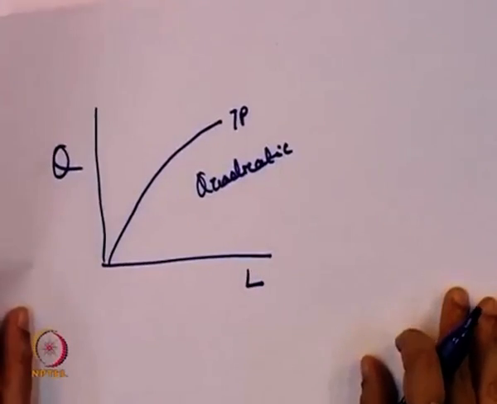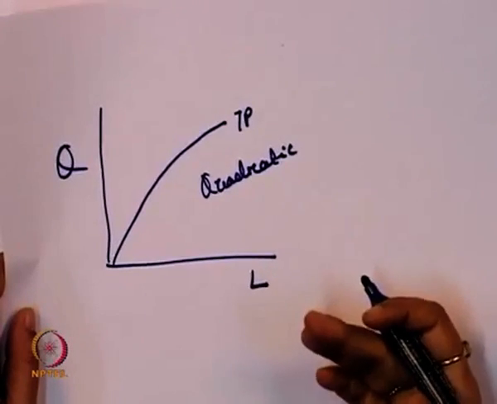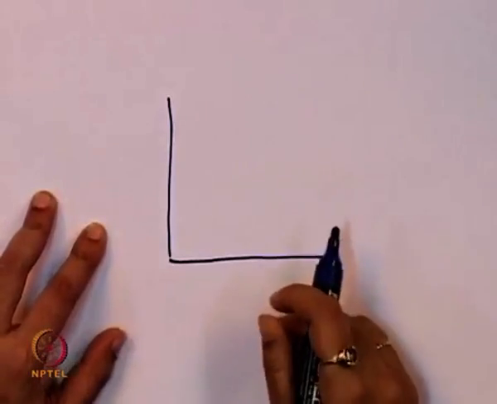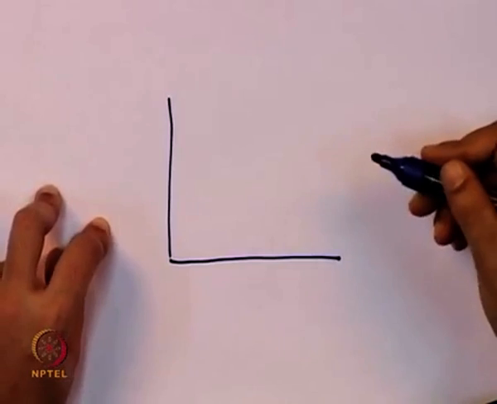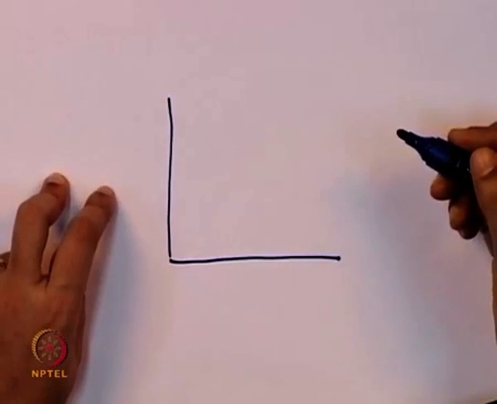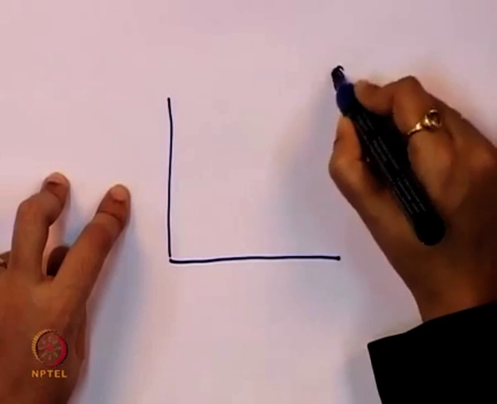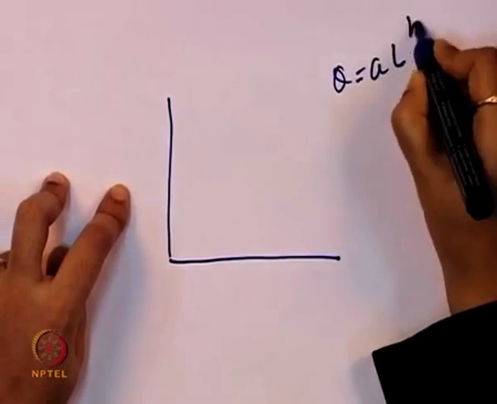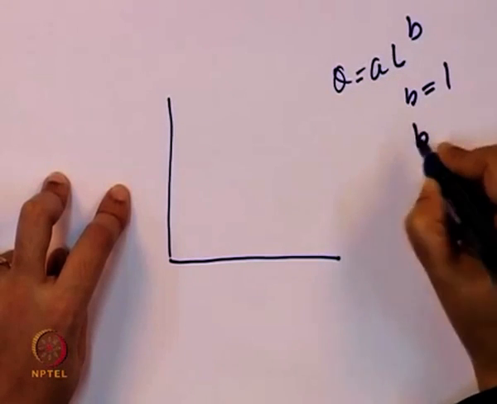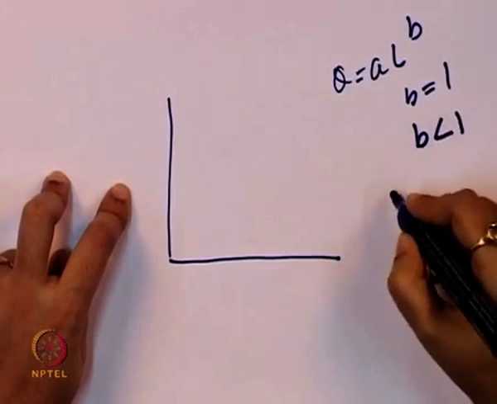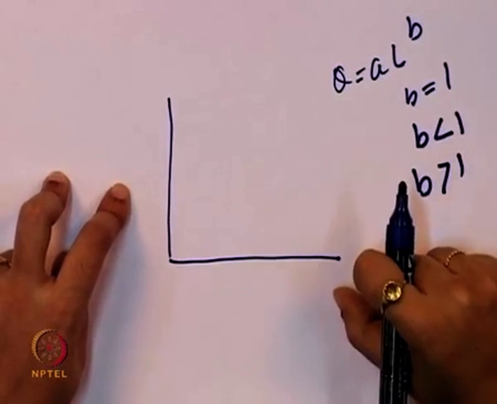Now how do we graphically represent the power function of the polynomial function? The power can take any value, the coefficient B associated with L can take any form. If you remember, the power function is Q is equal to A L to the power B. So B can take a value equal to 1, B can take a value less than 1, or B can take a value greater than 1.